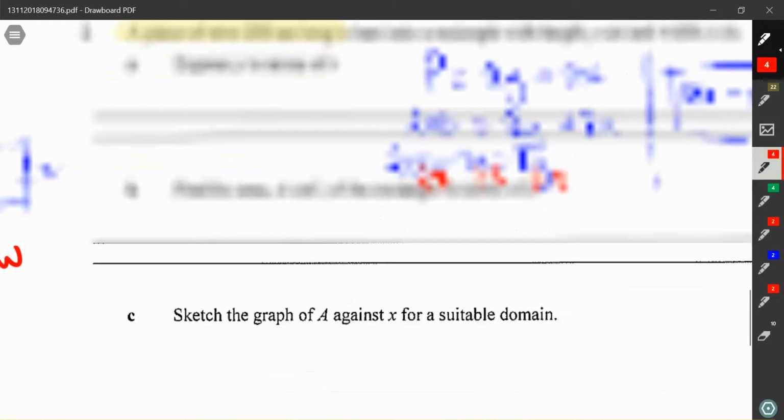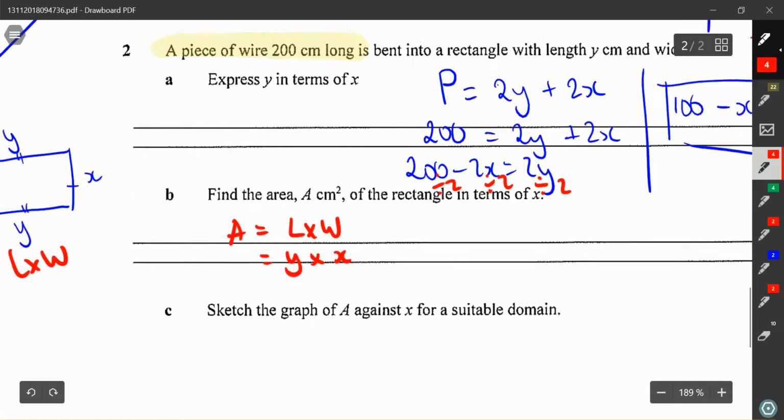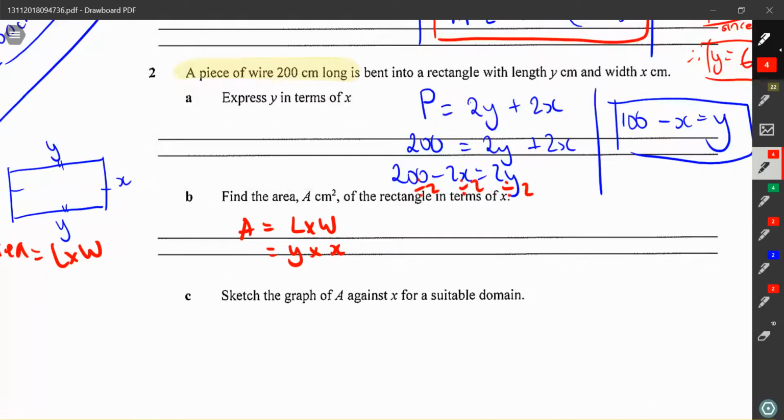So if you rewrite that, area is equal to length times width, but we know the length is y, and we know width is x. Have I answered the question, though? No, because it says find the area in terms of x. Right now, I don't have the area in terms of x. I got the area in terms of y and x. So what am I going to do with the y? How do I remove that y and just get x's?